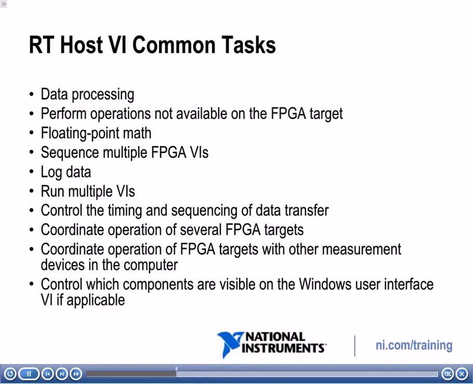So what are some common tasks that you would have running on your RT host VI? One, you can do some data processing. If you have some heavy-duty data processing that doesn't need to happen super fast, you can have that happening on your RT target instead of your FPGA. Also, you can perform some operations that are not available on your FPGA target, for example, file logging. You might also want to do double precision floating point math on your RT target because that's not supported on your FPGA target. You might want to sequence multiple FPGA VIs.